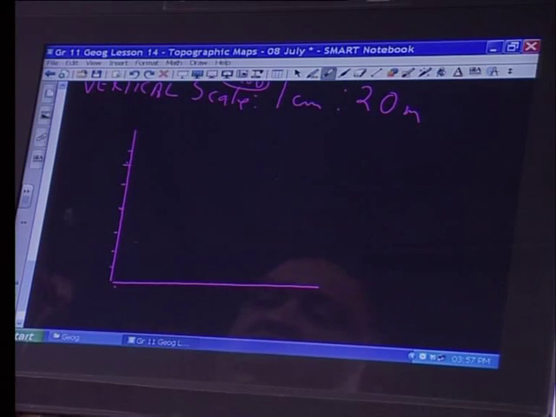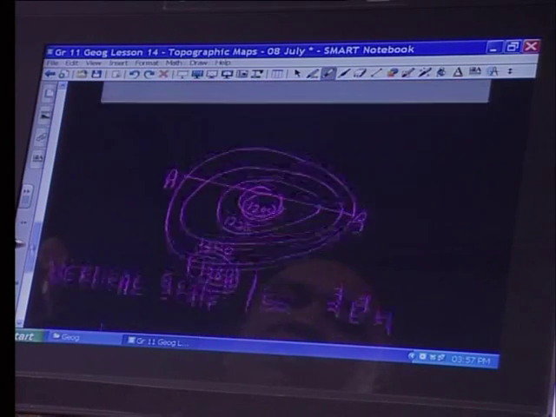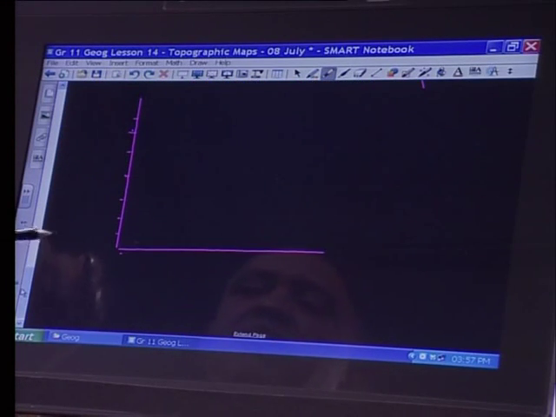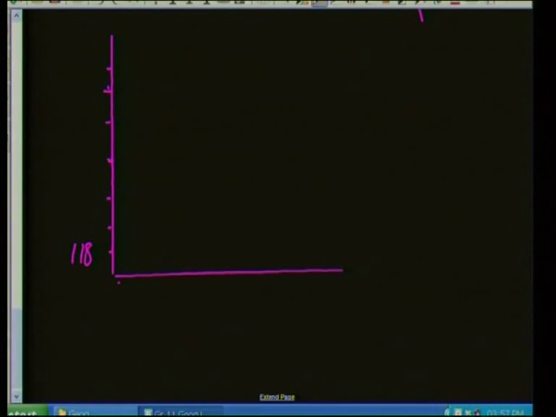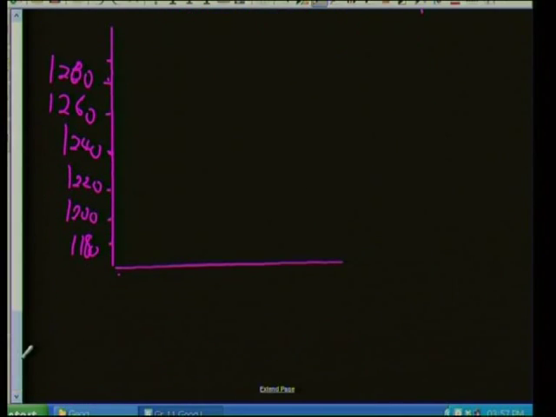And of course, I know already that the lowest is 1,200, so I maybe can make it 1,180, 1,200, 1,220, 1,240, 1,260, and I'll stop at 1,280, because that's where it actually is the largest. So I have all my markings down here.